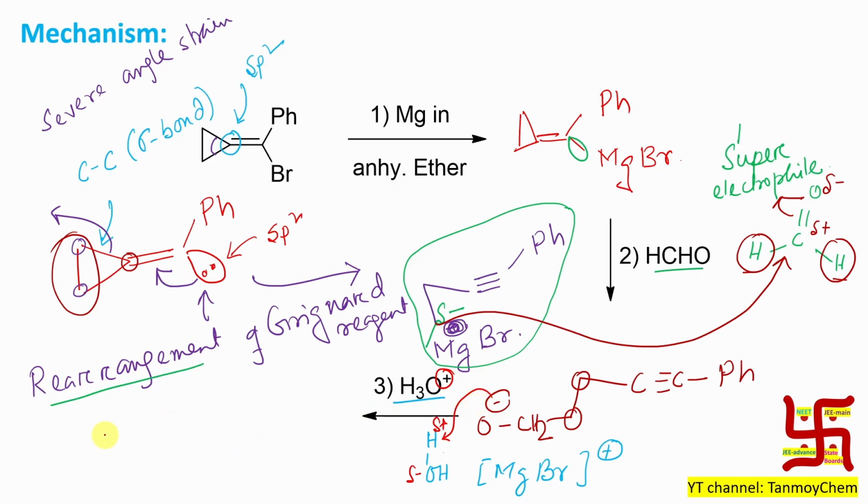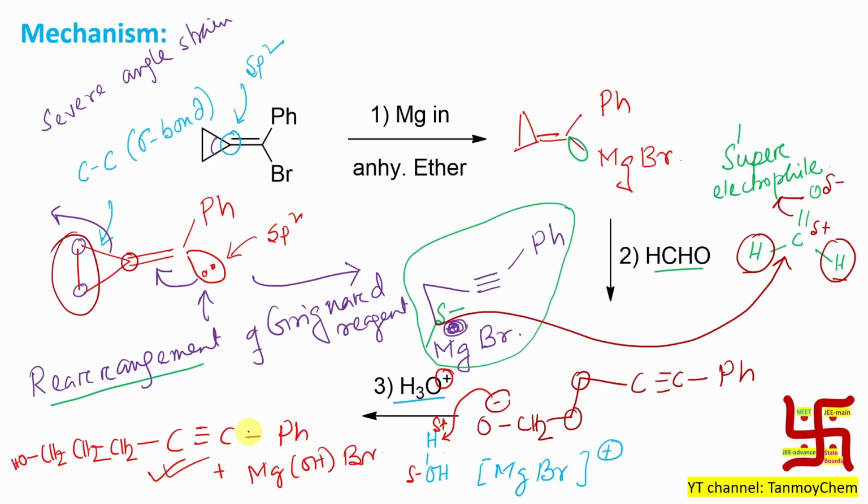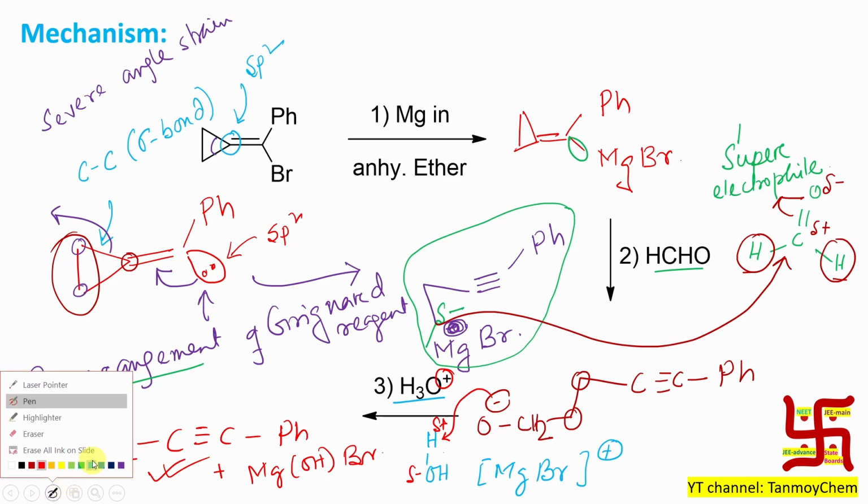Okay, so fine. Obviously what happened, this Ph part, C triple bond C, I am drawing now a little better: CH2, CH2, again another CH2, three CH2, then OH. And what is the fate of magnesium? Obviously MgOH-Br, magnesium hydroxybromide. So this is the product of this reaction. I know it's a little confusing, that's why I suggest everyone please draw by yourself.